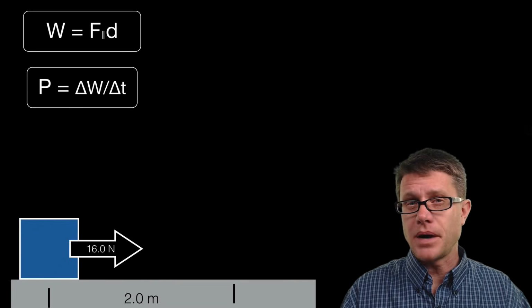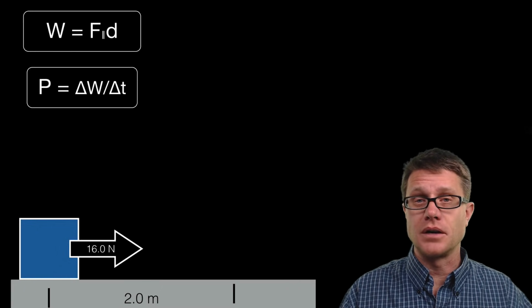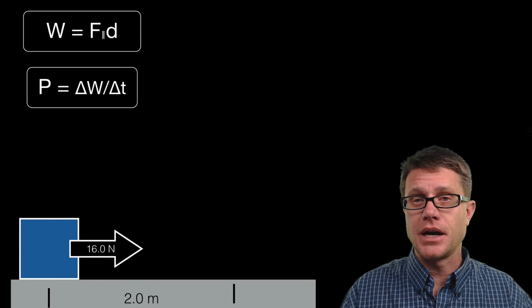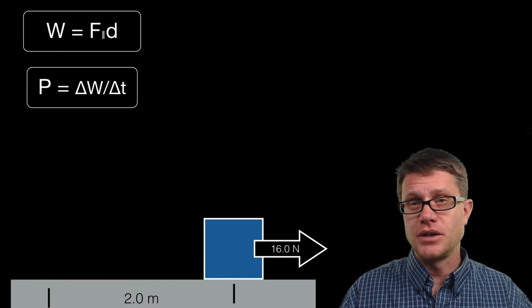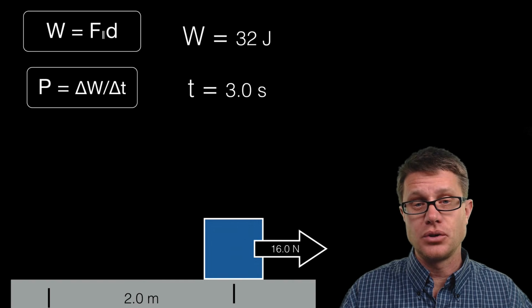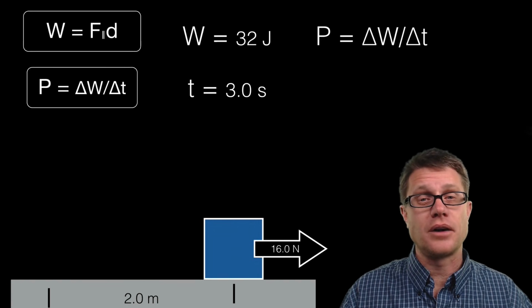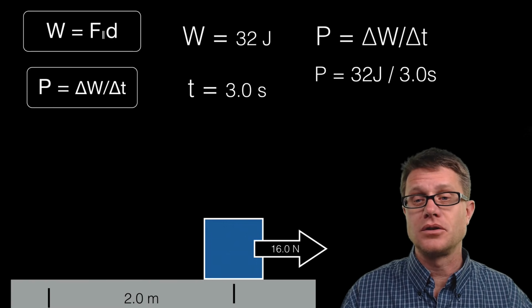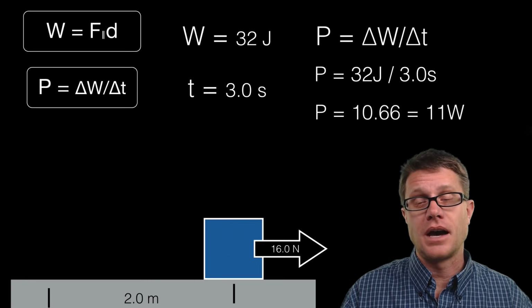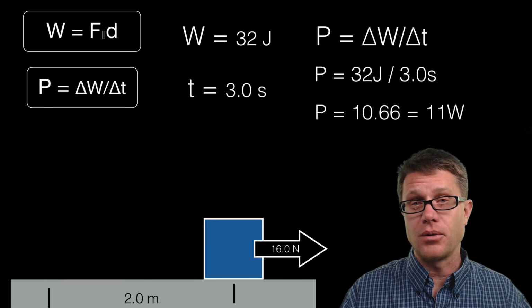Now, what's power? Power is going to be the change in work over a given period of time. So let's do this problem again. 16 Newton force, 2 meters, and let's say it takes me about 3 seconds to move it, so 32 joules. 3 seconds, so how do I figure out my power? It's simply the change in work over the change in time. So it'd be 32 over 3, and so I'm going to have 11 watts of power.